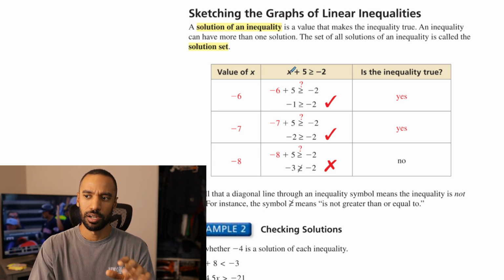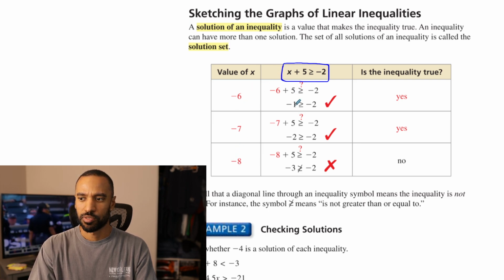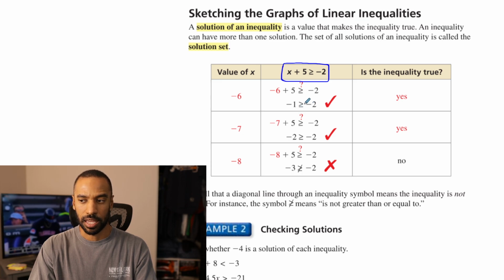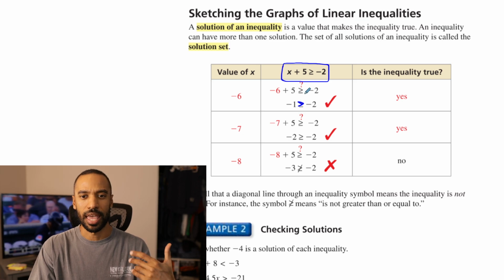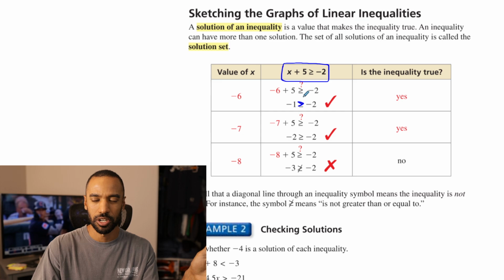They're doing a test here for x plus 5 greater than or equal to negative 2. They try negative 6, negative 7, negative 8. Negative 6 plus 5 is negative 1. That's greater than negative 2. It's not equal to it, but it's greater than it, so it satisfies it. Remember, smaller negatives are actually larger values because they're closer to 0. They're closer to positive territory.